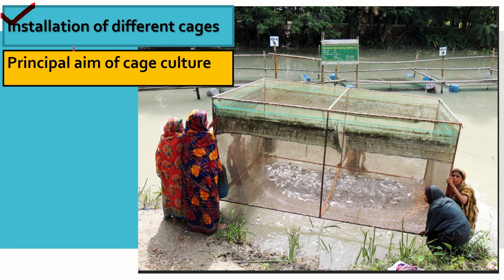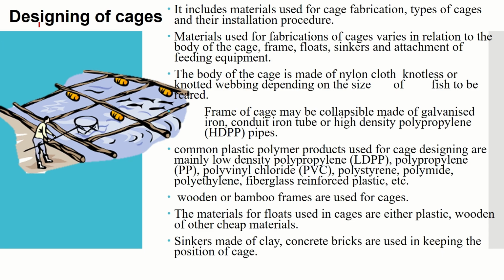Then about the principal aim of cage culture. The principal aim of this culture in the cage is to practice monoculture of selected species. Cage culture of murrels in swamps has a promising future. Cage culture has been used in some countries in very fertile waters, that is, waters polluted with sewage water, with very good results. Then designing of cage.